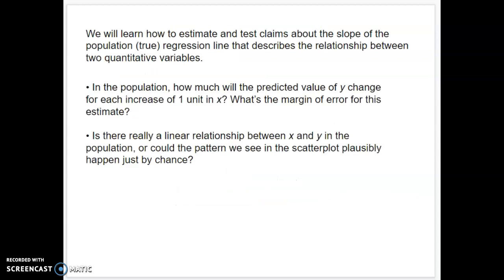So what we're dealing with is what is the truth about the population. So the true regression line, and in the population, how much do we predict the change in y for every one unit increase in x. And remember that that is always how we interpret the slope, that it's always about the predicted amount. And measuring margin of error again, how much do we expect that to vary? And then is there really a linear relationship, or could it just be due to chance, which is what we were always answering with our test.